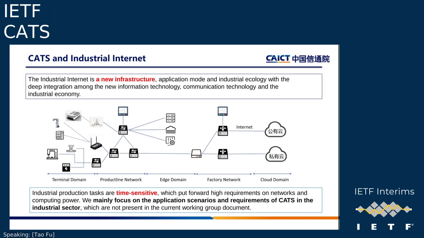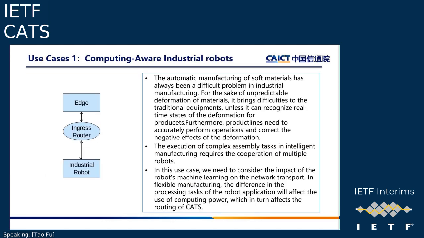Industrial production tasks put forward high requirements and need to meet the deterministic requirements in terms of delay, jitter, reliability, and so on. Next, I will introduce 3 typical use cases. First is computing-aware industrial robots.